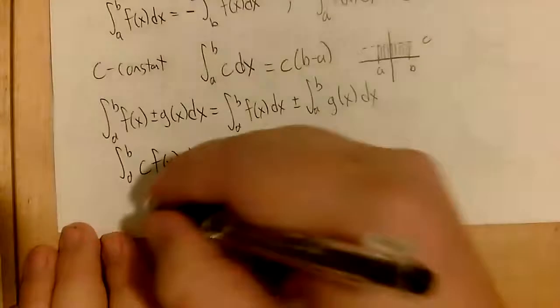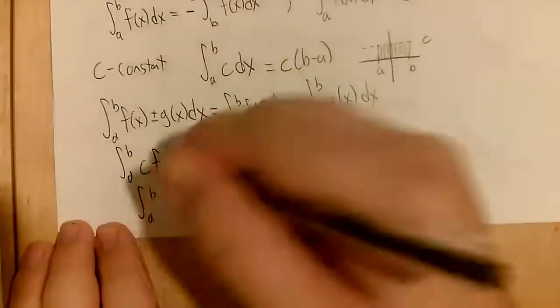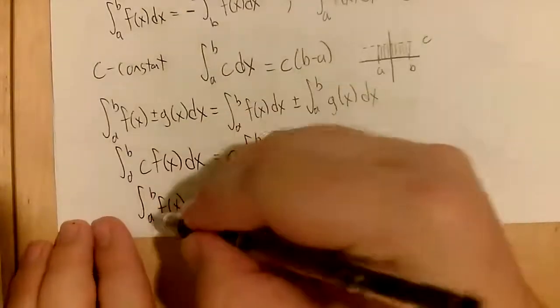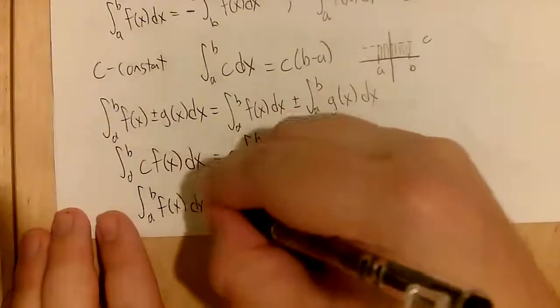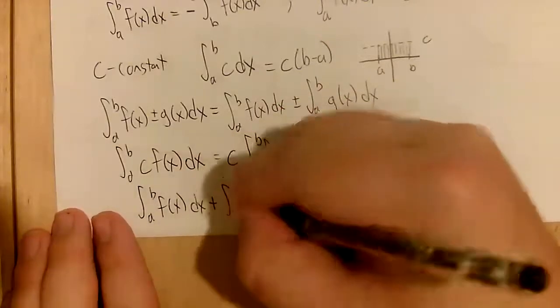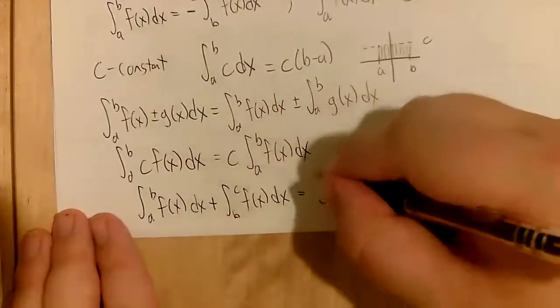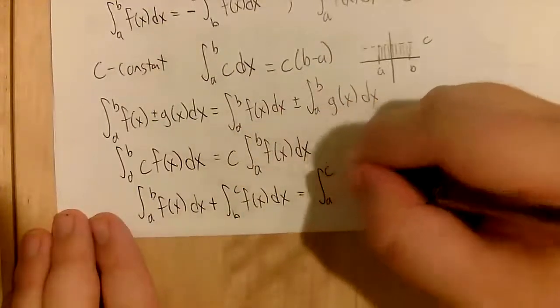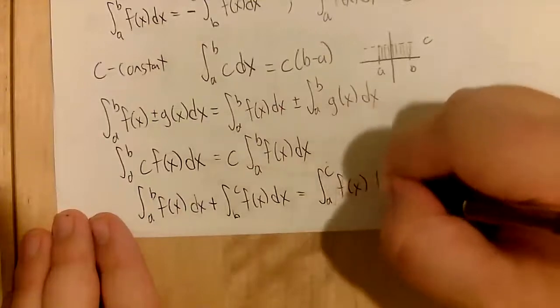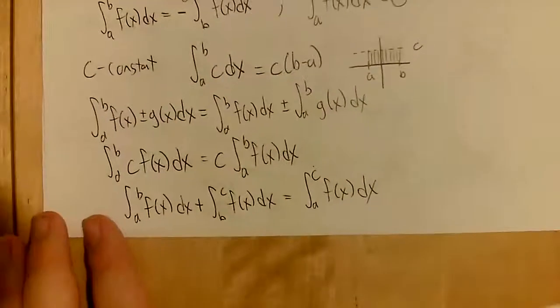All right, the next one can be a little bit confusing, but again, it makes sense if you think about it in terms of areas. We have the integral from a to b of f of x, and we add it to the integral from b to c of the same function, then that will be the integral as if we went all the way from a to c in a single integral.